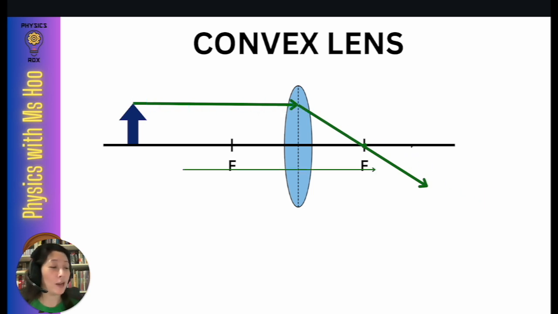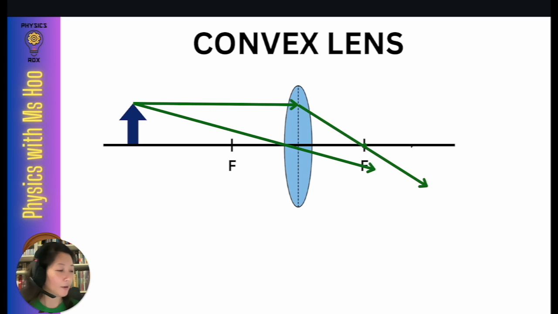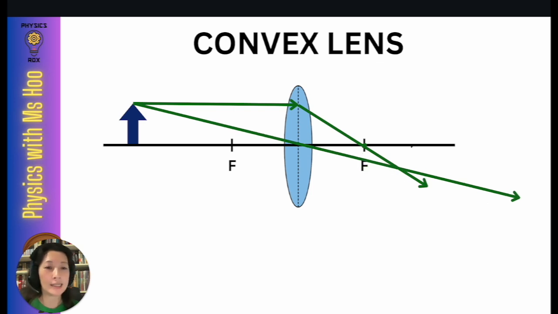The second light ray, which as teachers we always recommend to students to draw, should be the one that goes through the optical center of the lens. So this one starts here and this one goes through the optical center. And as you can see, if you drew it correctly with your pencil, you should already get an intersection point. So that's where the image is formed.